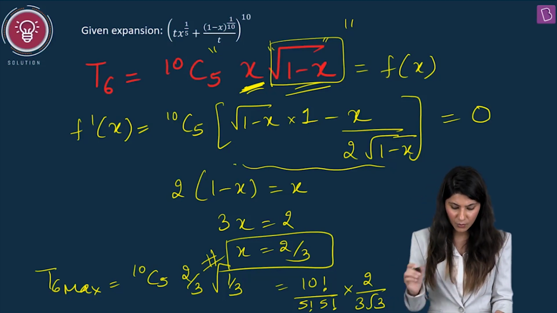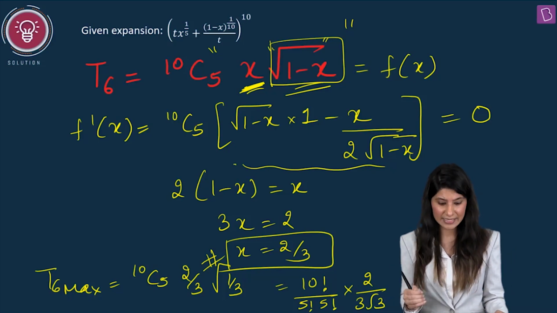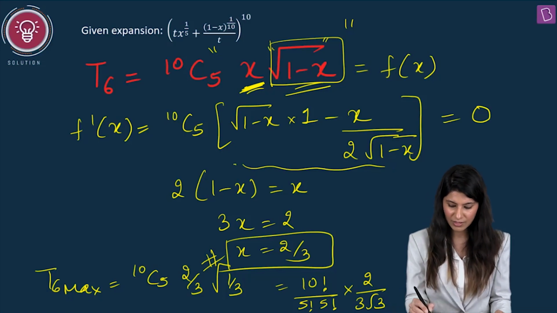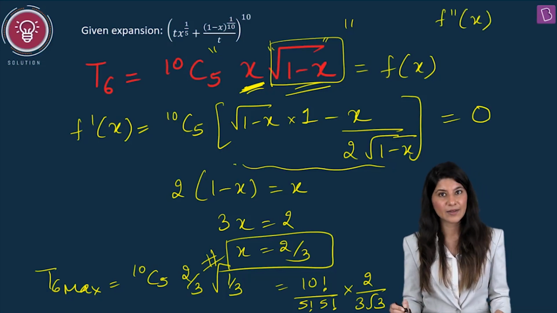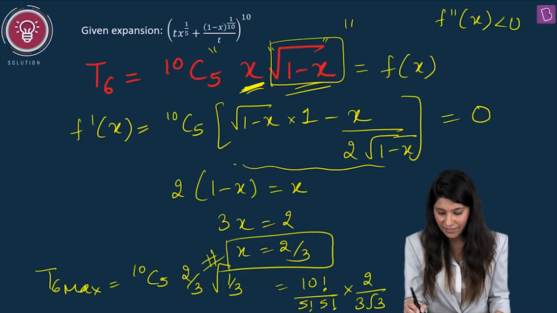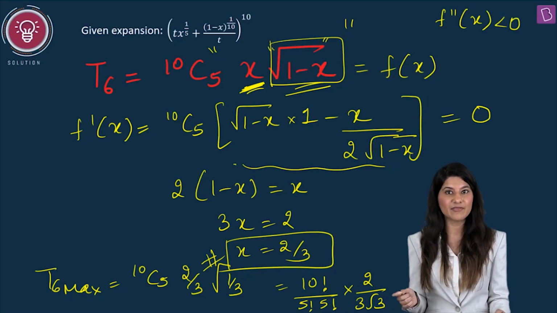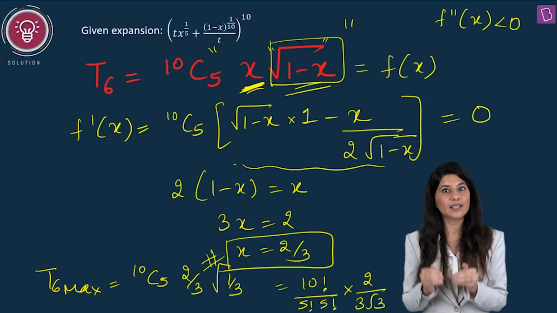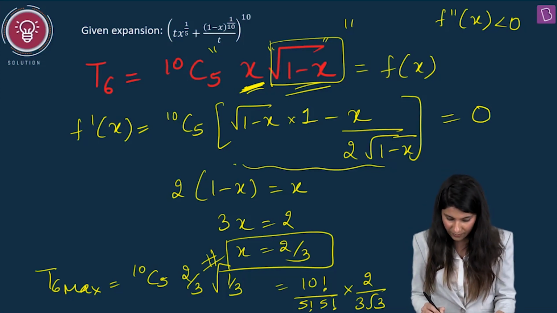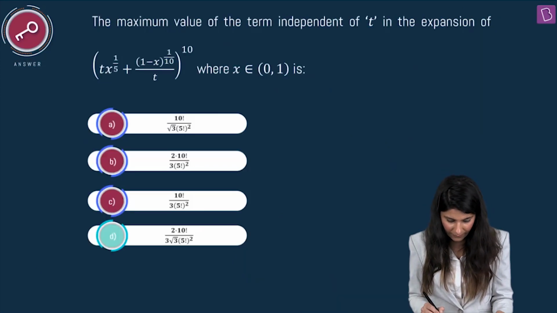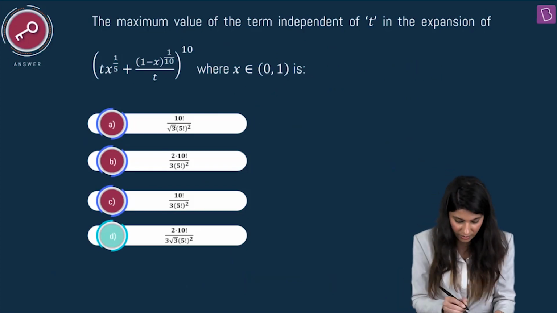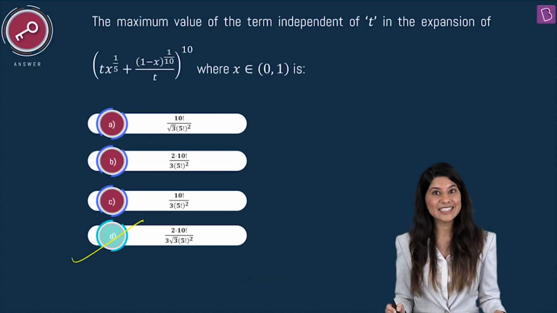Okay. And to make sure this is the maximum value, what you can do is find f double dash x at this point. If it is negative, then of course it is a maximum value. So you can check that this is the maximum value. That is exactly matching with option D, isn't it?